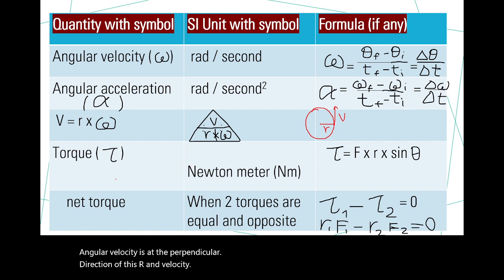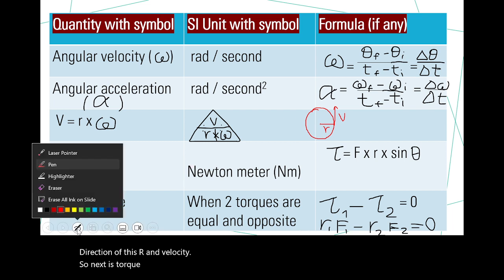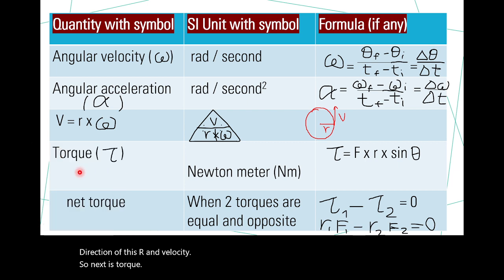Next is torque. Think of it as a force in a circular motion. The letter for torque is called tau. Torque equals F times R times sine theta, where theta is the angle between F and R.